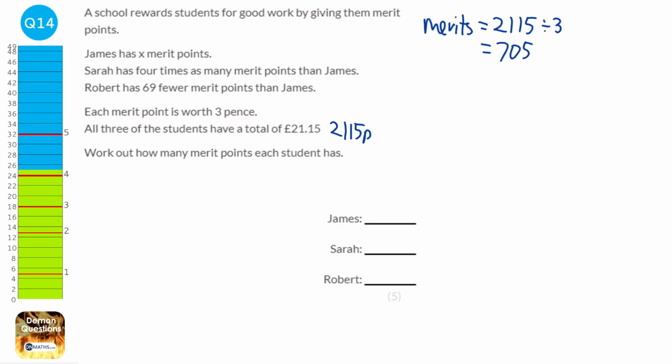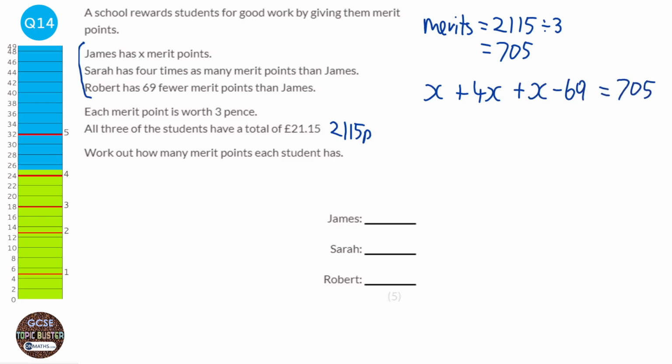Next, have a look at the question, this part here, where it says James has x merit points. Sarah has 4 times as many points as James, so she's going to have 4x. Robert has 69 fewer merit points than James, so he's going to have x minus 69. And we know that that equals 705 because we've just worked that out. And this feels like a solving coming on.